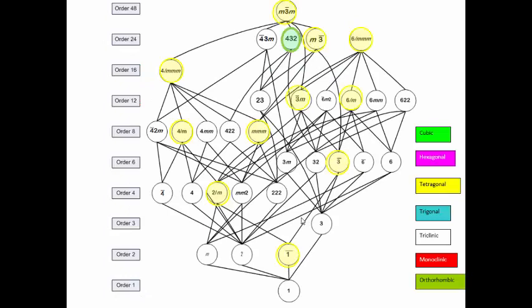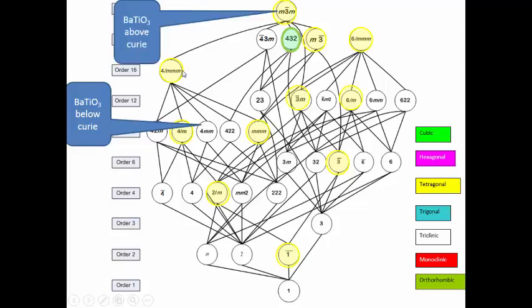Let's go look at our filled-in table. We can see that here is the 4 mm barium titanate below the Curie point. You can see that this point group does not have 1 bar as a subgroup. You come down here. There's just no way to get over to this 1 bar. So now when you heat it up, it goes to barium titanate cubic, or m3 bar m, which does have a center of symmetry, and here's the pathway that it goes.